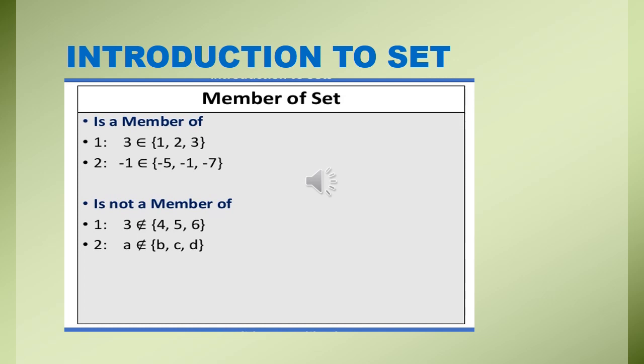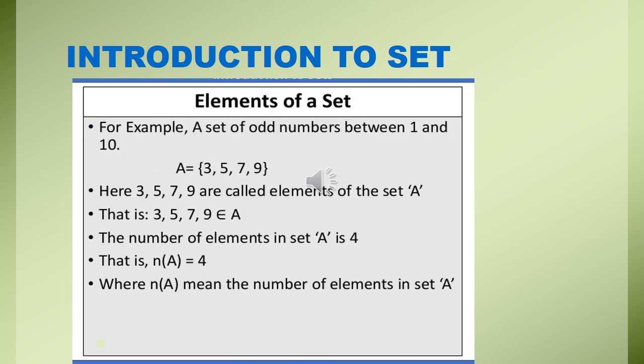Clear? And similarly, if any element is not a member of a set, you use the symbol epsilon and you cut it off. This shows that it is not a member of the set. Look at this example. In a set they have given B, C and D, and they are asking whether A is an element of this set. You use the symbol epsilon, cut it, and this shows that A is not a member of the set B, C and D. Clear? Good.